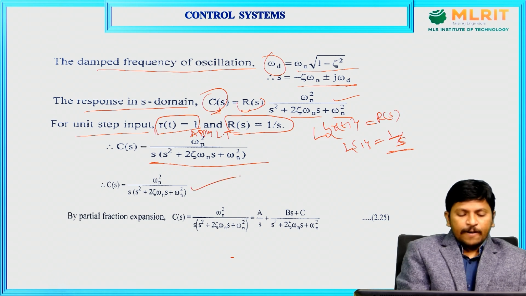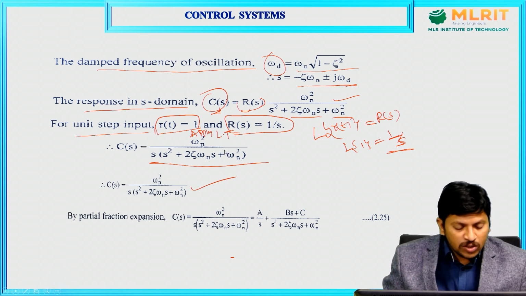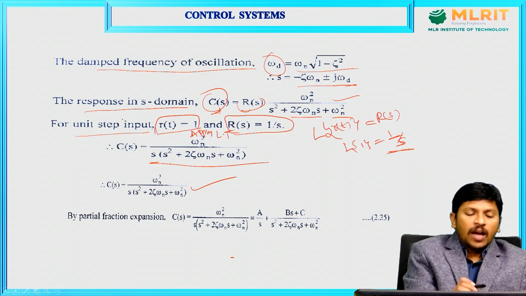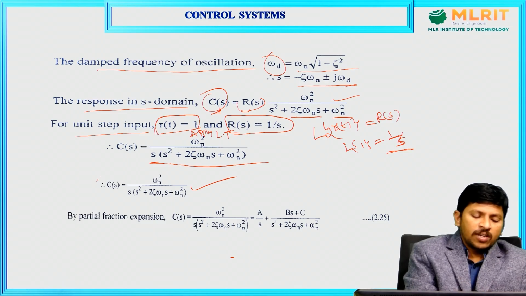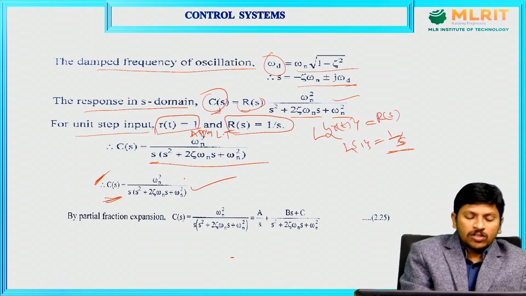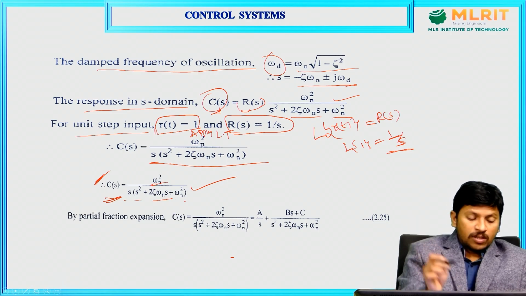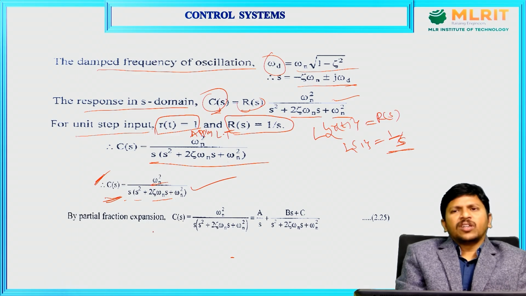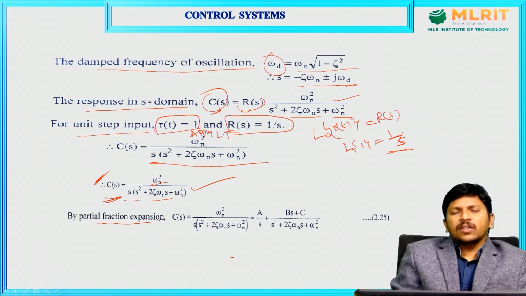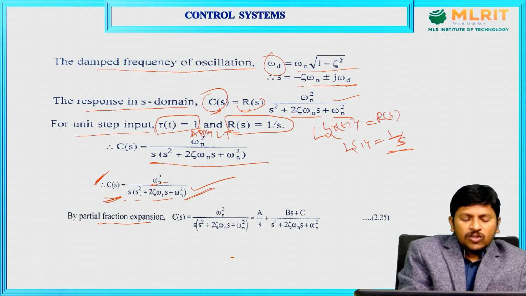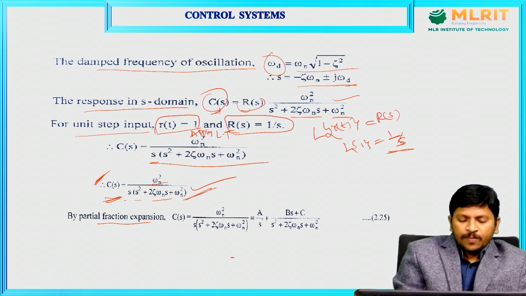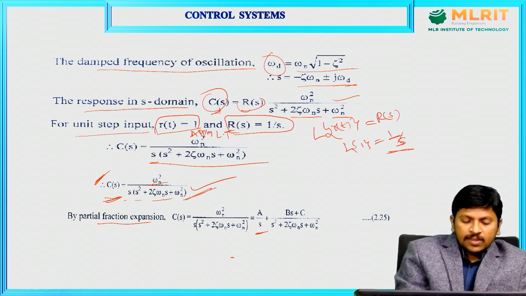This is the equation, the s domain response: C of s equals omega n square divided by s into s square plus 2 zeta omega n s plus omega n square. Now, by partial fraction expansion of this equation, with the second order quadratic s square plus 2 zeta omega n s plus omega n square, we get one term A by s, plus a term over the quadratic.